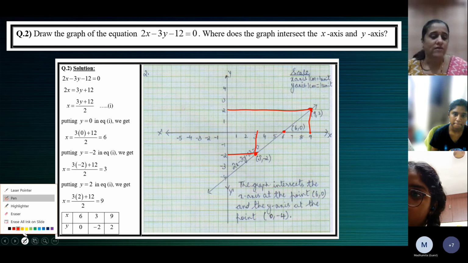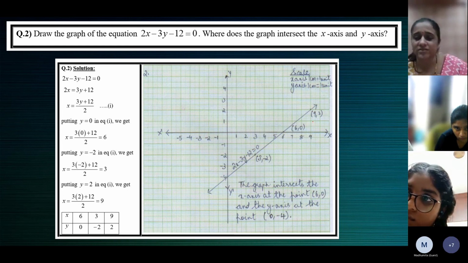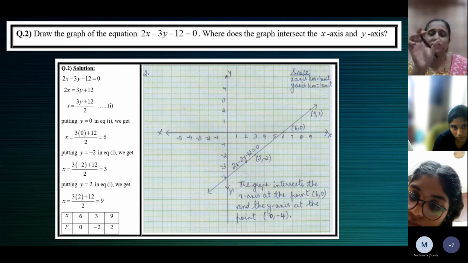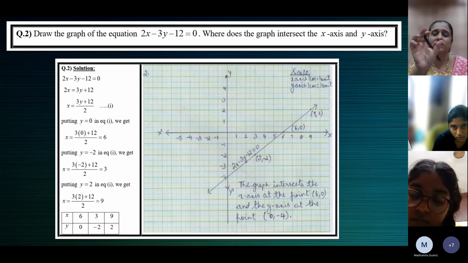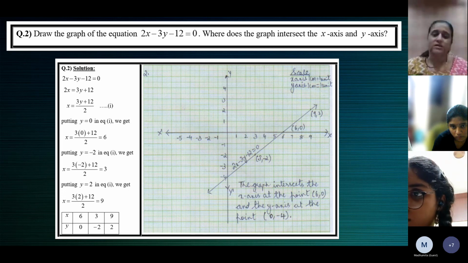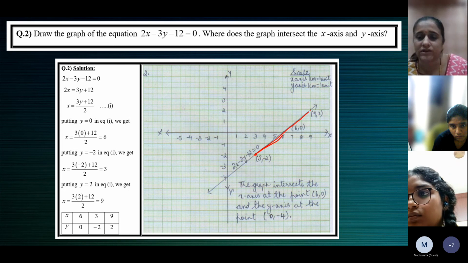Plot the points. After plotting the points, join the 3 points by the same straight line and pull the line, children. Don't be very stingy. Don't connect the 3 points with a small segment like this. Extend the line. It's a line. Pull it. Extend the line. Don't just join the 3 points like this and leave it like this.